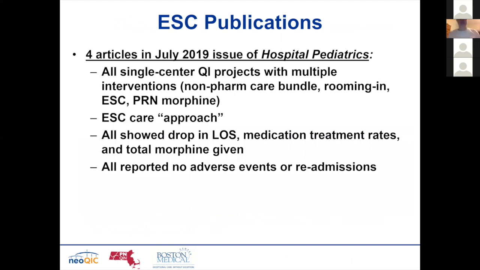In addition, hopefully all of you have seen the July 2019 issue of Hospital Pediatrics. If not, I would highly encourage everyone to get that issue, which was an NAS-focused issue. They published 4 articles on ESC, which were all single-center quality improvement projects that all showed similar results, but are really helpful for hospitals looking to implement this, to read what those other centers have done.